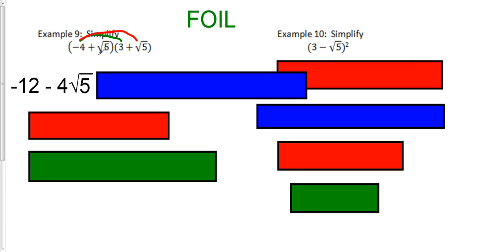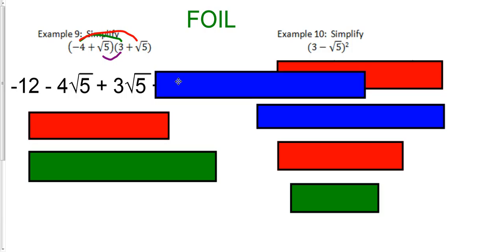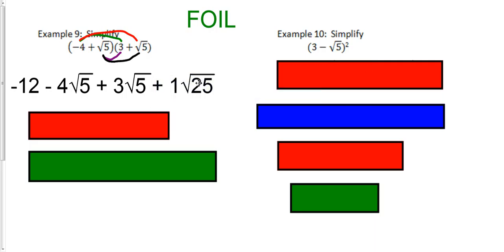Next we're going to do the inside ones. Positive square root of 5 times a positive 3 becomes 3 square roots of 5. And lastly we have positive square root of 5 times positive square root of 5, which is going to leave us with square root of 25. And I called it 1 square root of 25, just because. You can put the 1 there if you want, you don't need it there if you don't want it there. But in a sense, there's a 1 in front of this and there's a 1 in front of this.